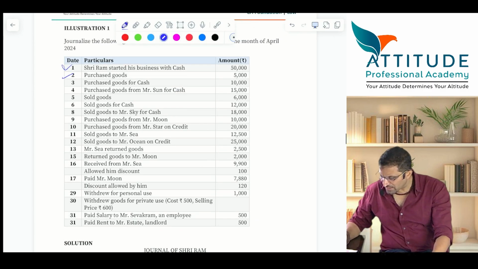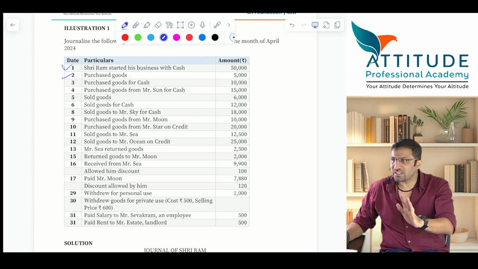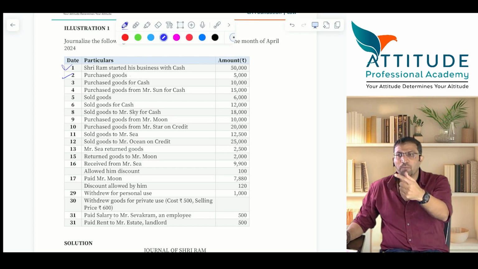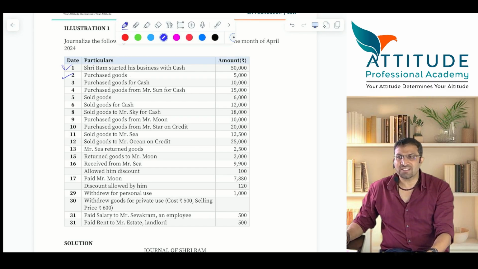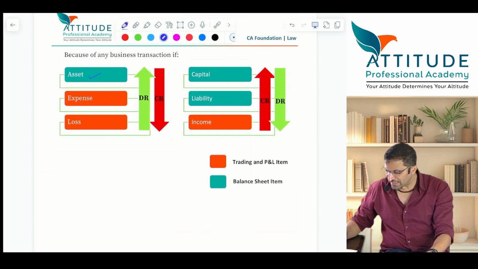As I told you, look at this, purchased goods, the name is not there from whom it is purchased. Whether it is on cash or credit is not there. When the name is not there and they have not given whether it is on cash or credit, it is definitely on cash. Is that clear? So purchased goods, look from the business angle. What does the business get? Goods. Goods are assets. And if asset increases, it has to be debited.